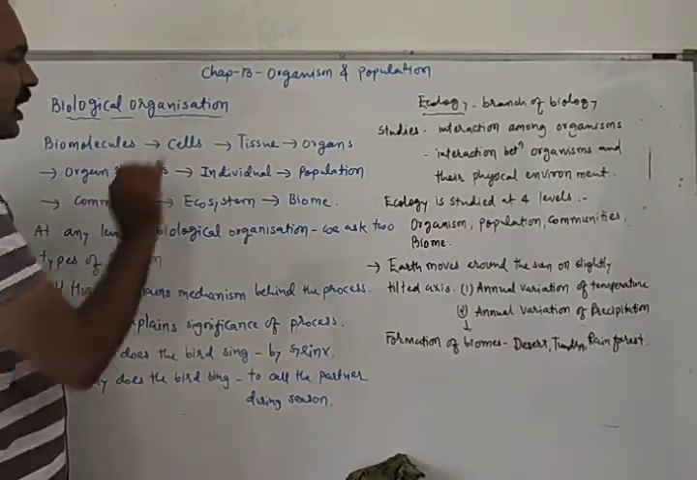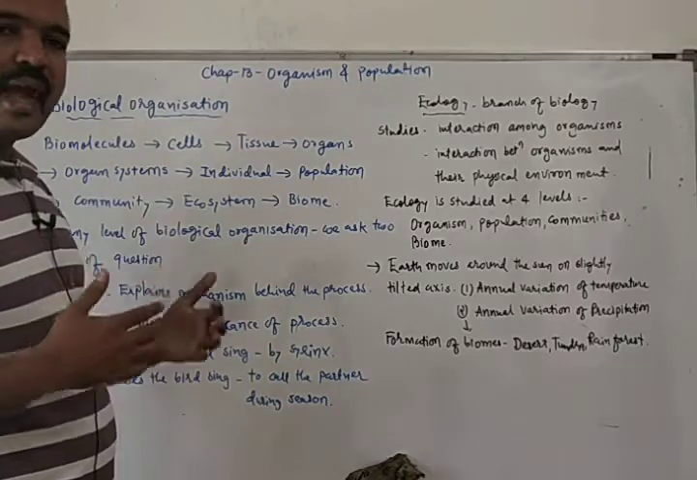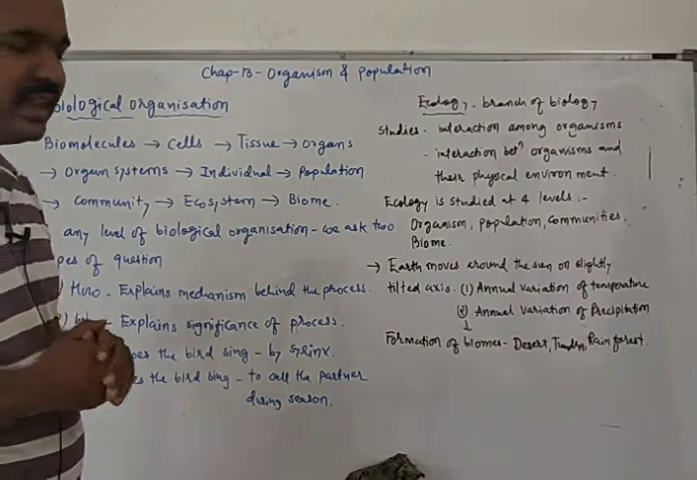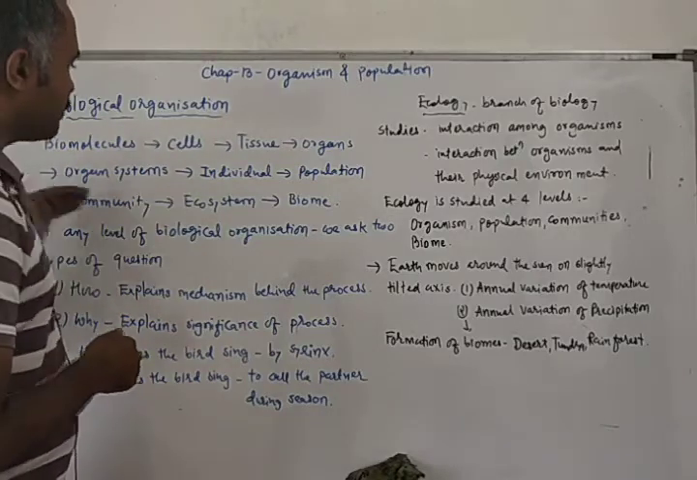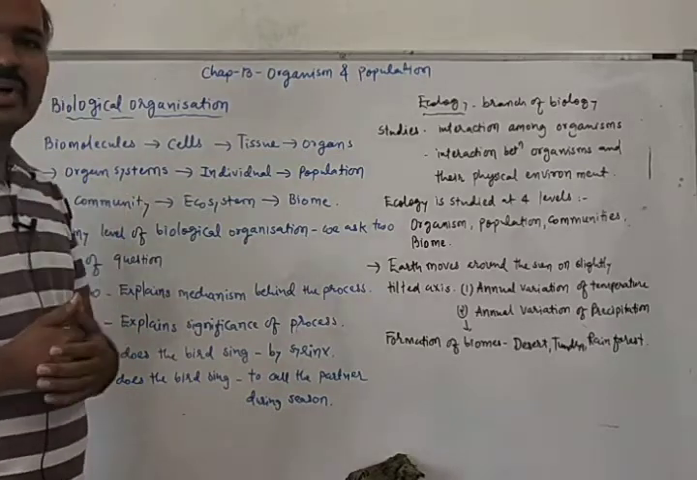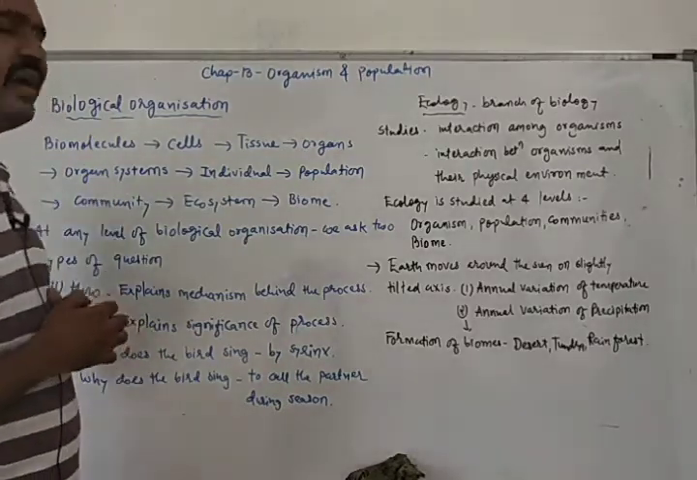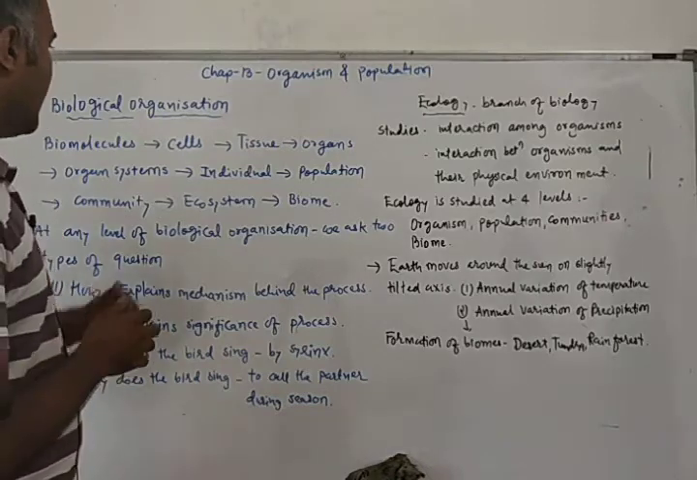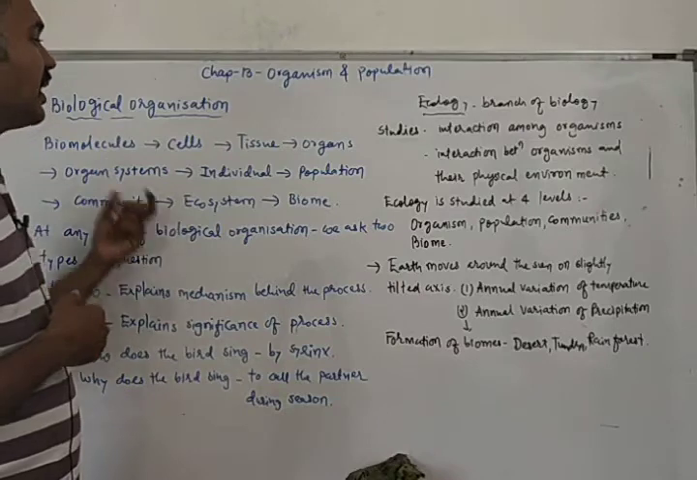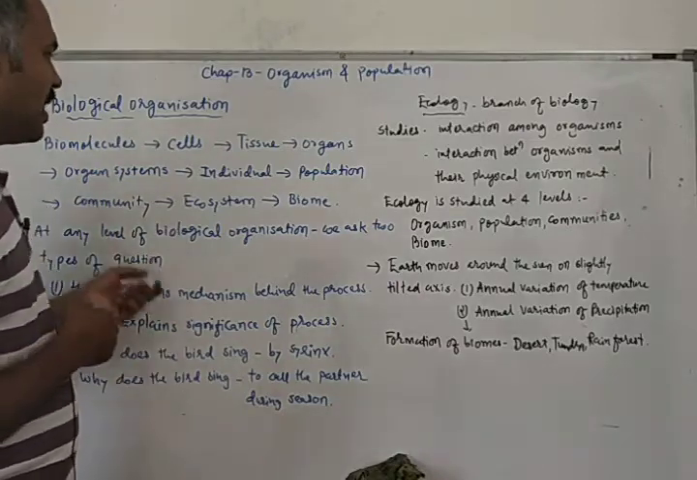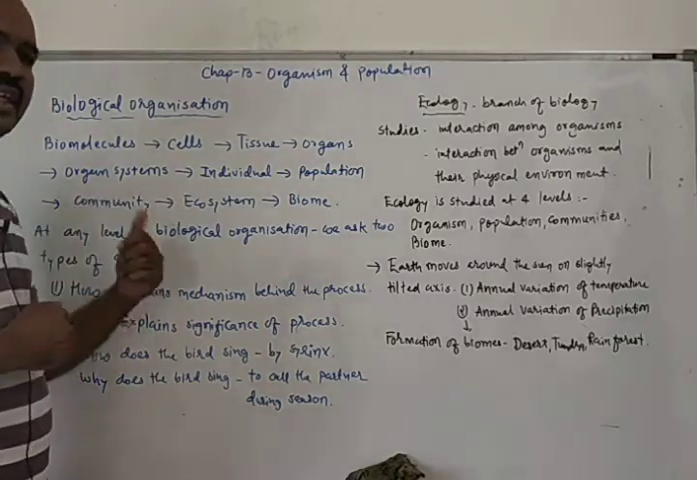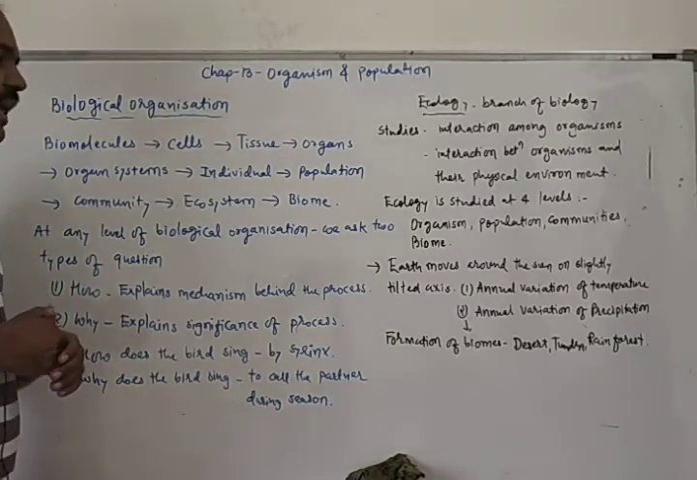As we proceed further, the complexity of any process will increase. Complexity of any process increases as we go further in this biological organization, and this shows the ascending order of biological organization.